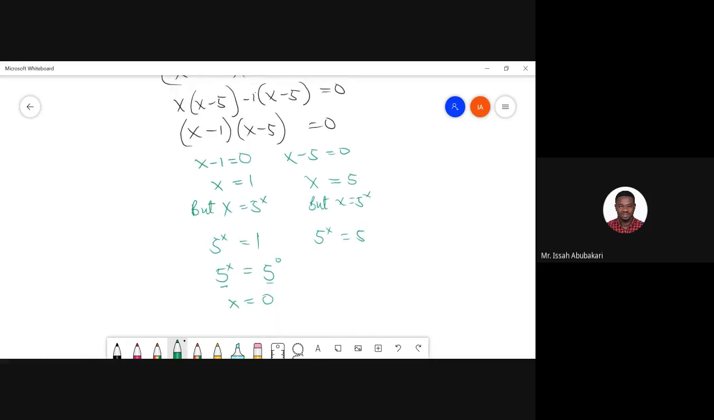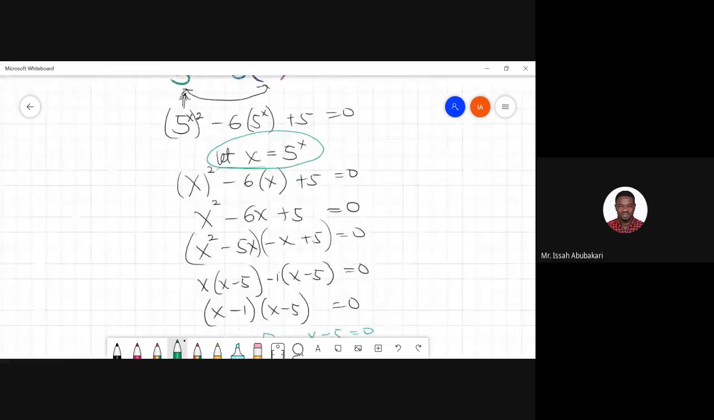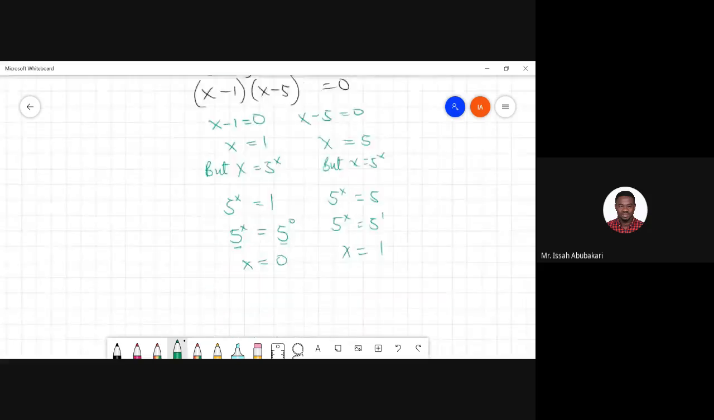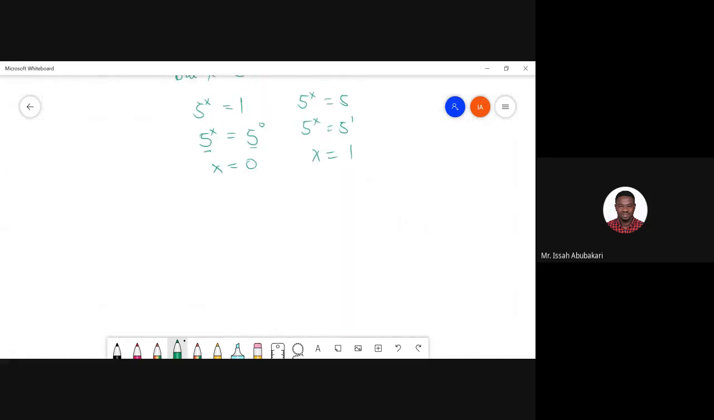And this one, we know this 5 on the right-hand side is the same as 5^1. So let's write 5^x is equal to 5^1. And we have the same base, so our x is equal to what? 1. So the solution set for this exponential equation is what? x is equal to 0 and x is equal to what?